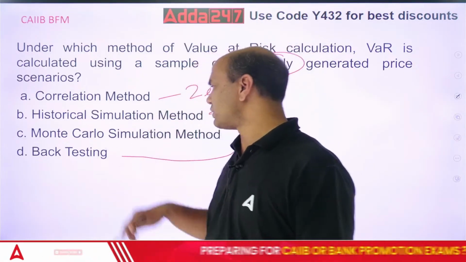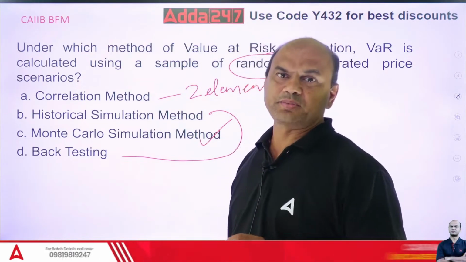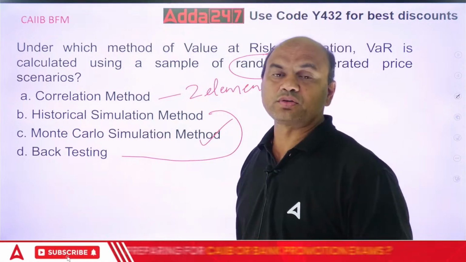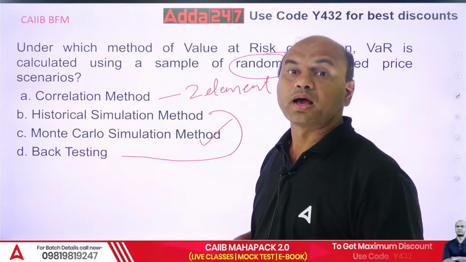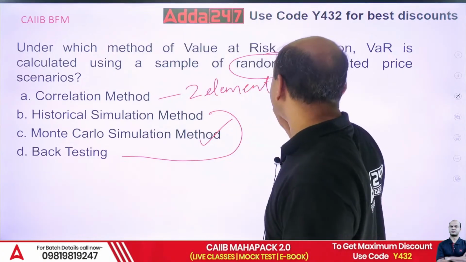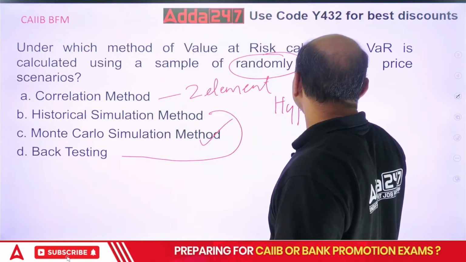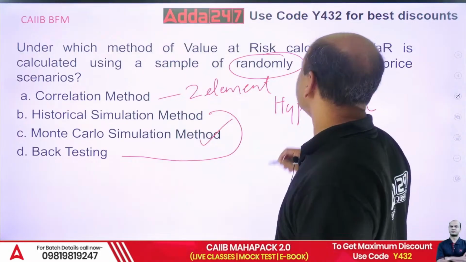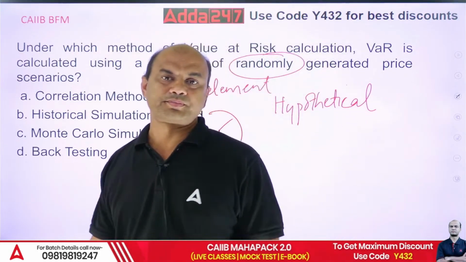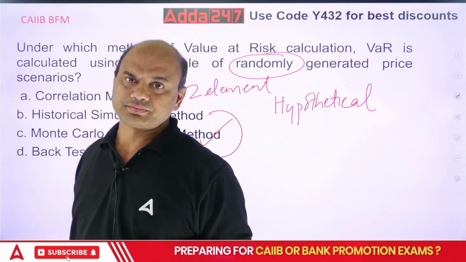Only what is correct over here is Monte Carlo. Monte Carlo is the right answer. Why? Because Monte Carlo simulation follows hypothetical situations. Hypothetical means whatever has not happened up till now. Theoretical. Whatever has not happened up till now, if that happens, then what?